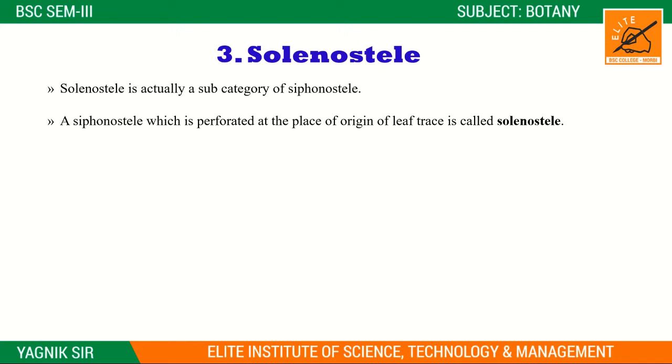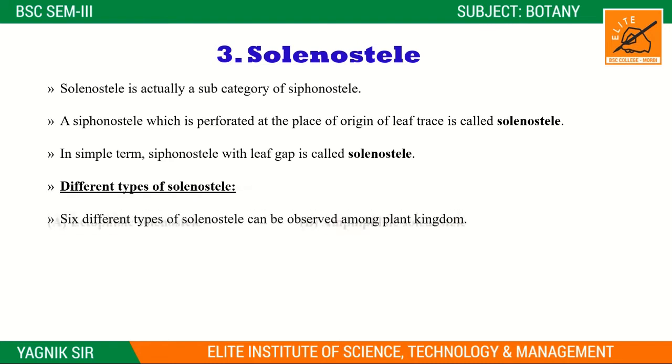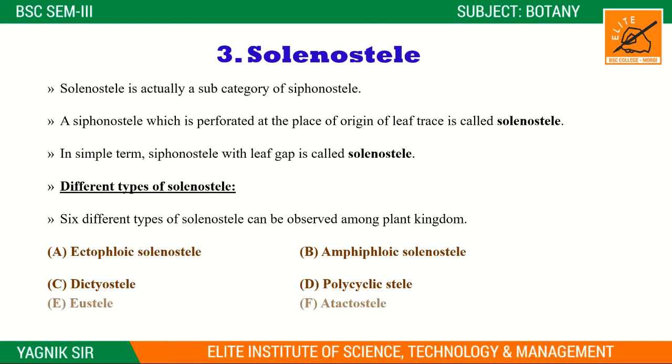And what are leaf traces? Actually, very thin vascular bundles present in a stem, right? In simple terms, siphonostele with a leaf gap is also called solenostele. So leaf traces and leaf gaps, these two are the important terms, and they are present in this stele. So how many types of solenostele are there? Actually 6 different types of solenostele, right?